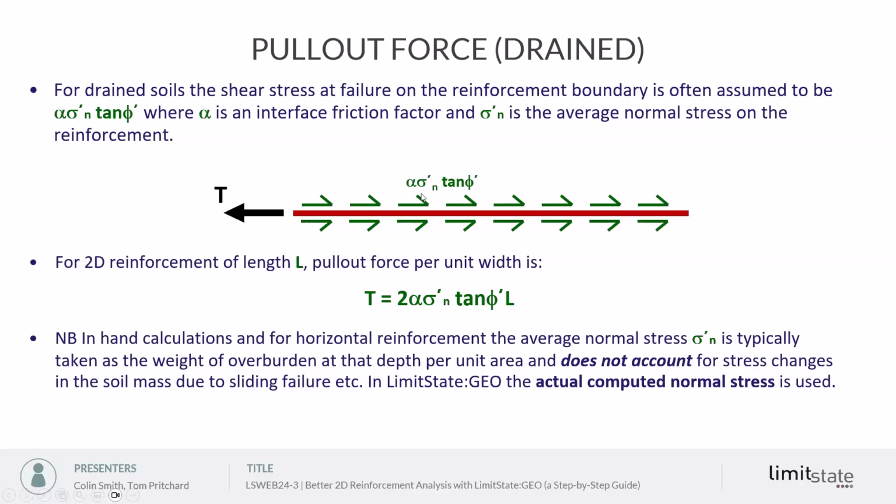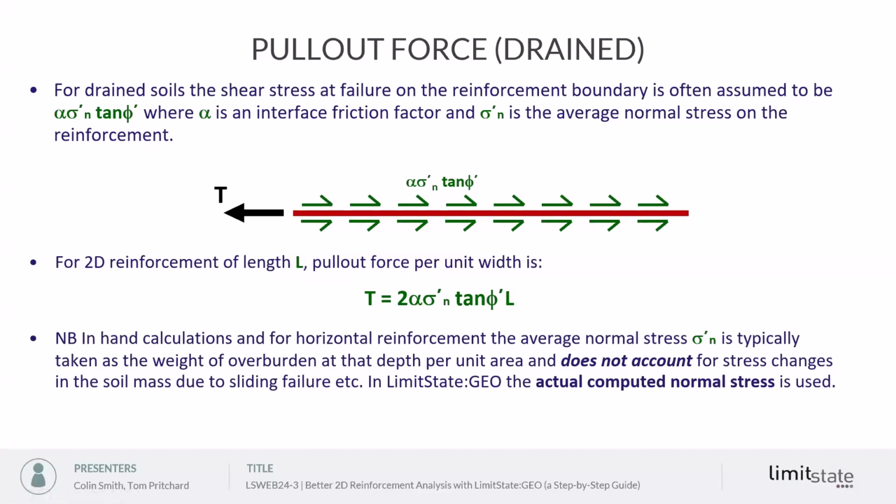The issue here is how do you determine sigma n dash? In typical hand calculations, you'd estimate it based on the weight of the overburden above the reinforcement. But of course, if failure is occurring, the stresses may well change as you mobilize the strength of the soil. So LimitState GEO does take account of that and uses the actual computed normal stress arising in that failure mechanism rather than an estimate based on overburden.